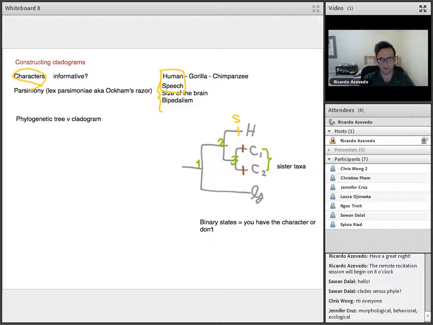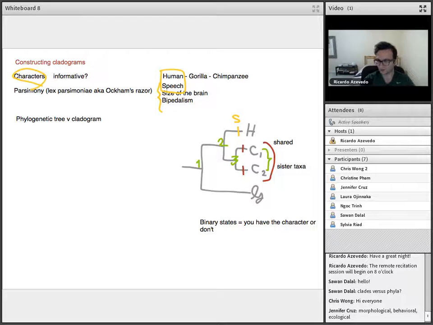Okay. Now, so let's look at the character states. So let's say, character states are binary in classification, or at least the classification in the way that we know it. So there are binary states, meaning that you have the character, or you don't.